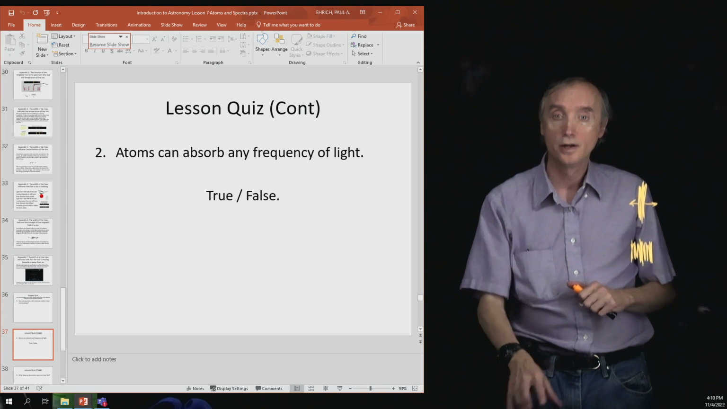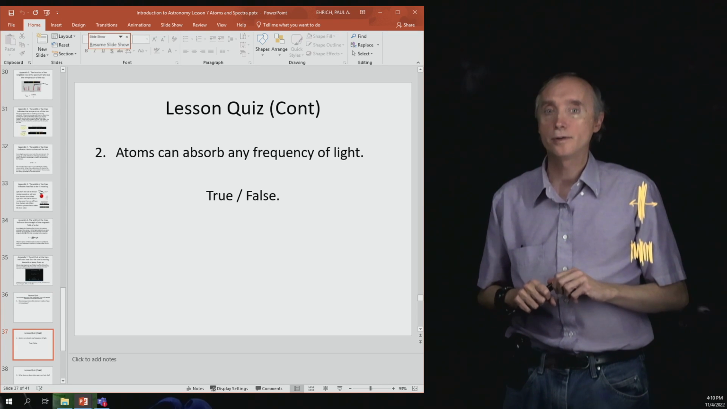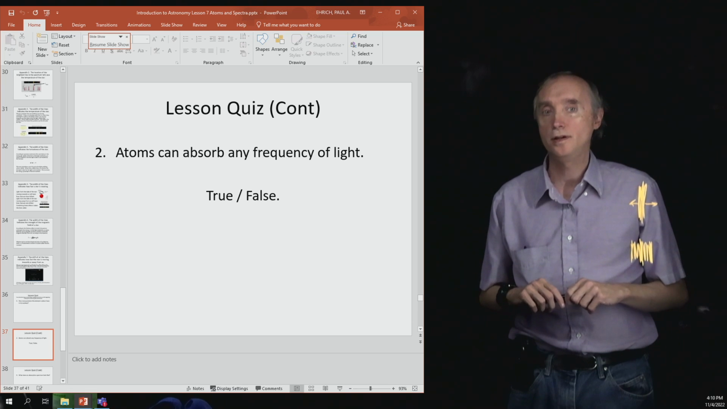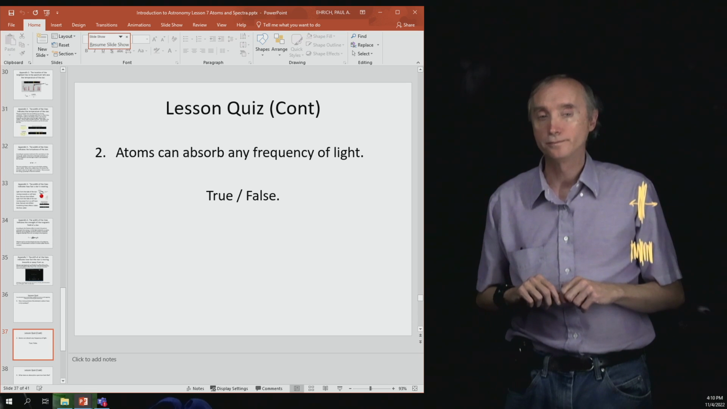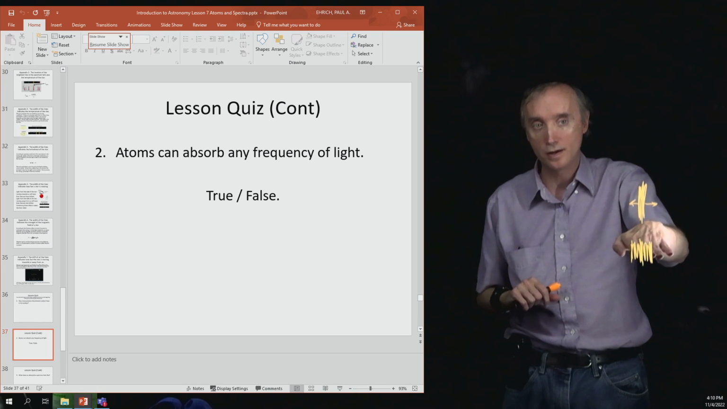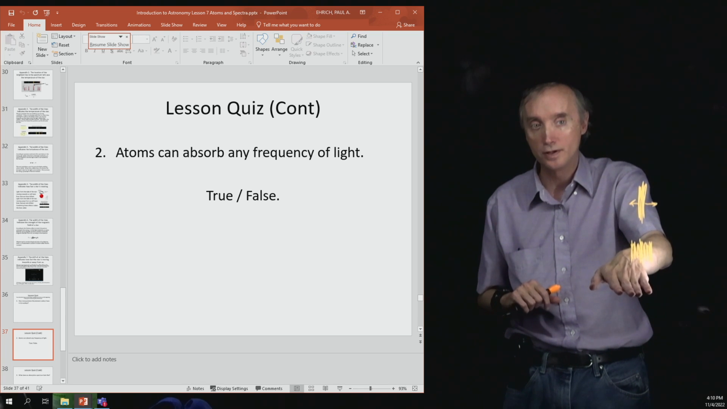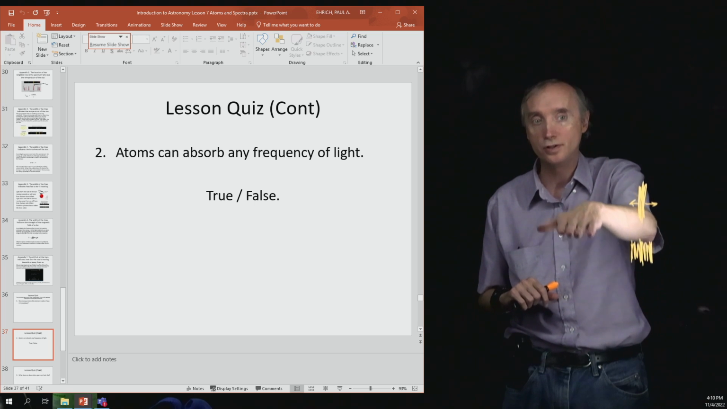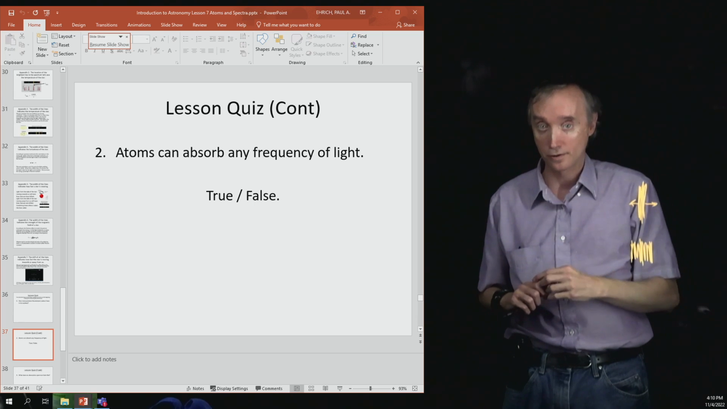Question number 2, atoms can absorb any frequency of light. Nope. They can only absorb the frequency that will cause the electron to jump exactly from one energy level to another energy level.